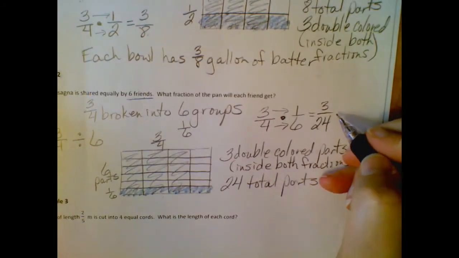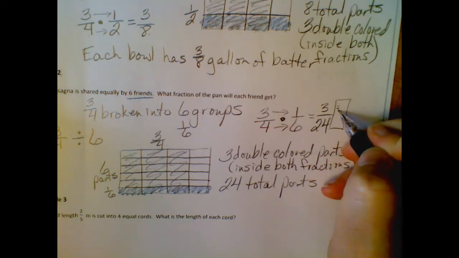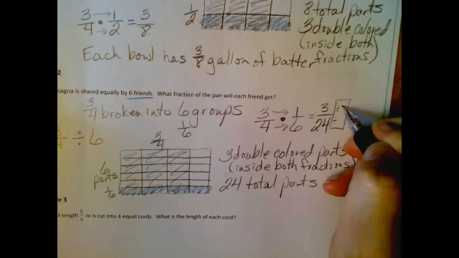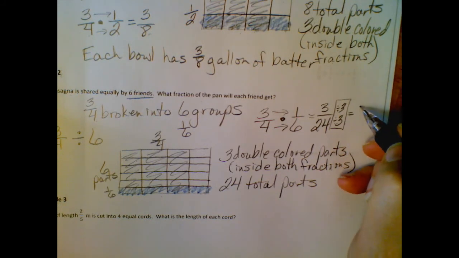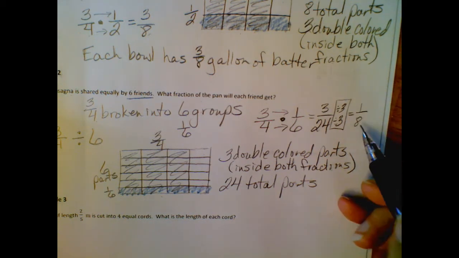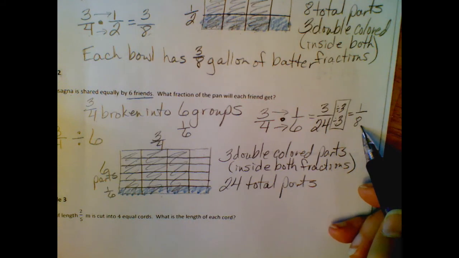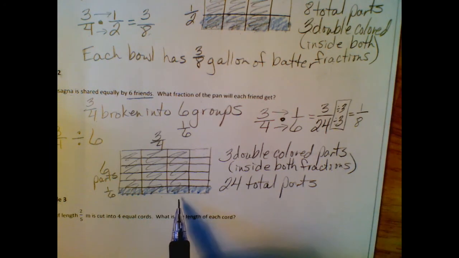But I noticed I haven't reduced this yet. So I'm going to divide by a giant 1 of 3. 24 is a multiple of 3. 3 divided by 3 is 1. 24 divided by 3 is 8. Now, so it's true, my reduced is 1/8. I can still see it in here, but it's not as easy to see from our model.